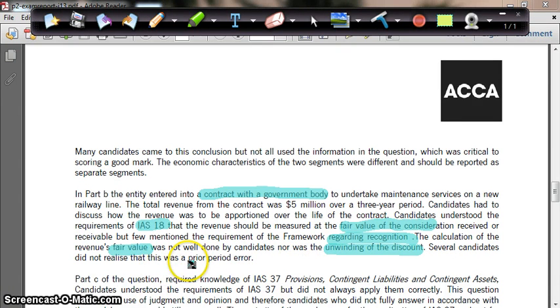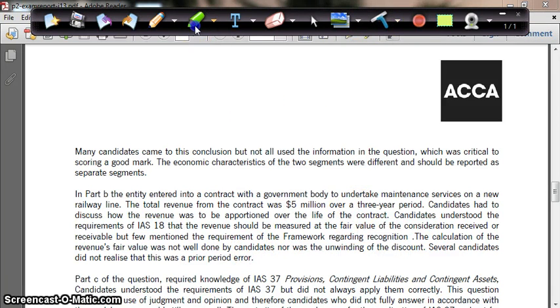Again, some people didn't realise that this was a prior period error. So this is again just coming down to, I suppose, exam technique and just being able to practice these different questions. So you should always be trying to home in on dates. When did the accounting issue actually arise? Was it before, during or after the period that you're actually going to be creating these financial statements for? And then also you just need to try and consider all points of the standard that you're looking at.